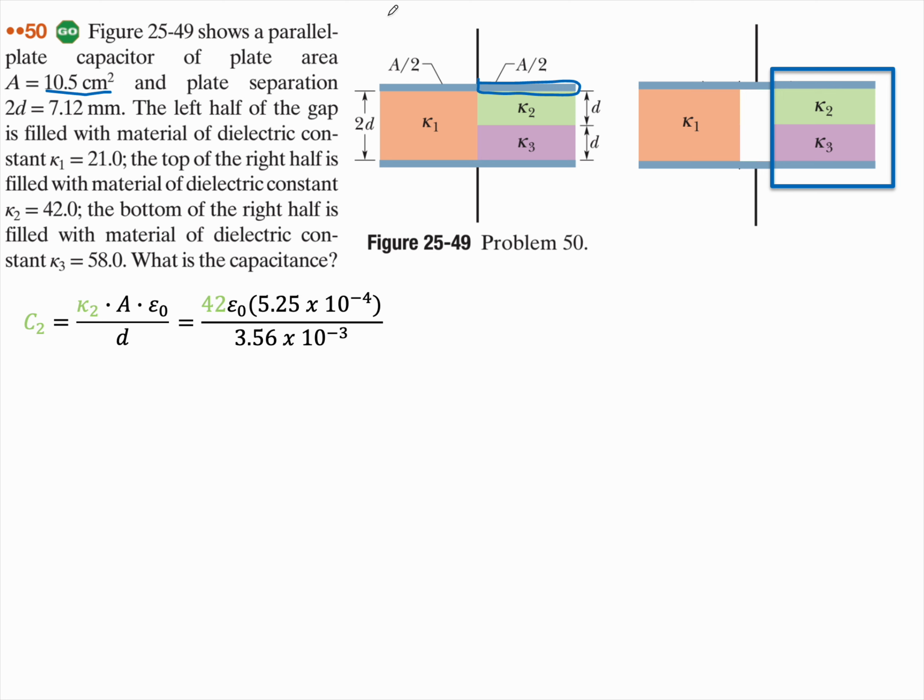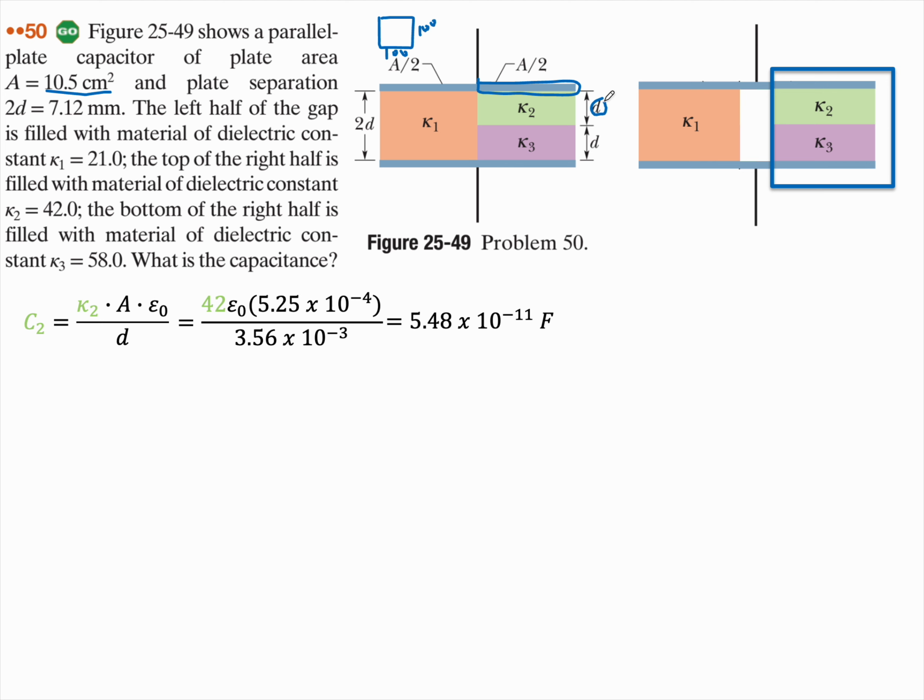Again, just a quick reminder, square centimeters must be converted to square meters, our regular SI unit. Don't forget there are 100 centimeters by 100 centimeters in each square meter, so when I convert this into square meters, it's 10 to the minus fourth. Same thing with the distance. The total distance is 7.12 millimeters, and in this case we're dealing with just half of that, so 3.56 times 10 to the minus third meters. Solving that, we get a capacitance of about that.